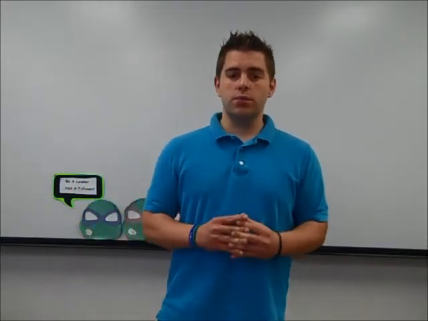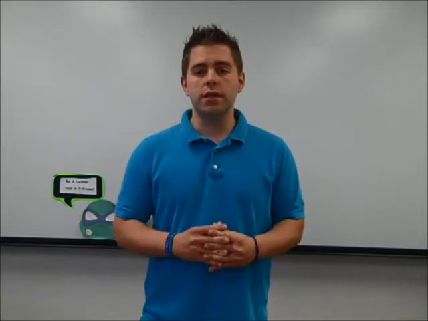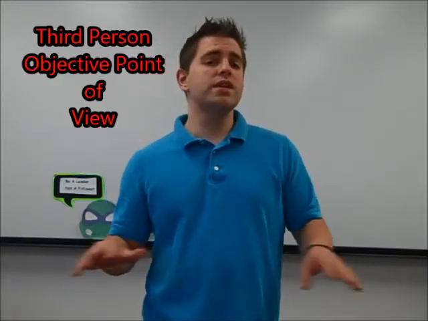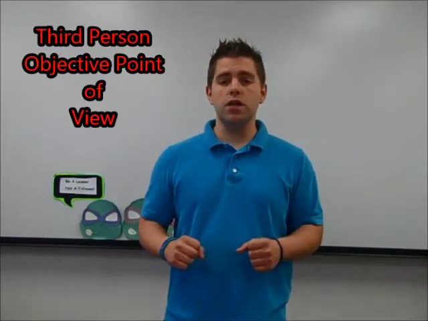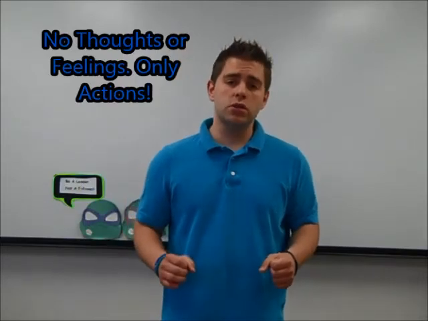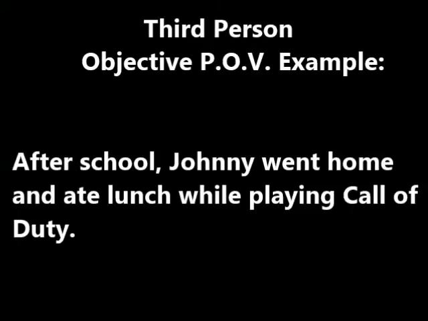The first third-person point of view we're going to look at is third-person objective. The key part to remember about this objective point of view is that we're only seeing actions, no thoughts. We don't know the thoughts or feelings of any of our characters. So let's take a look and see what this would actually look like in a writing passage.